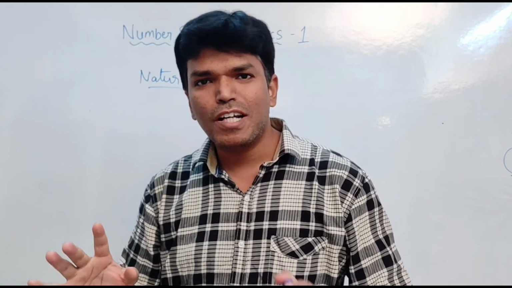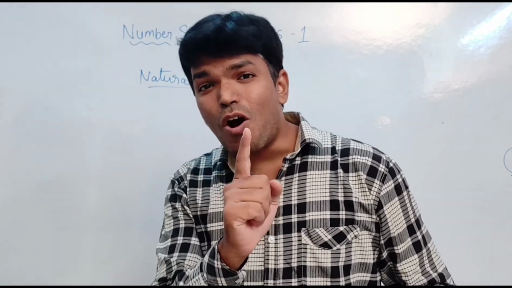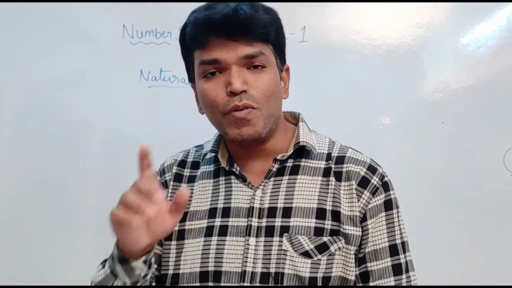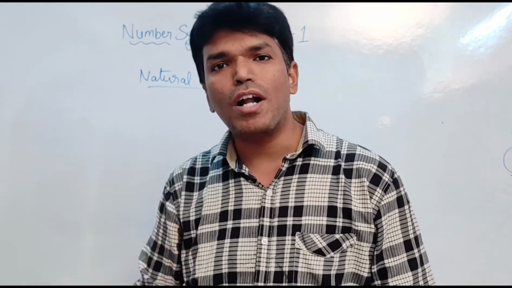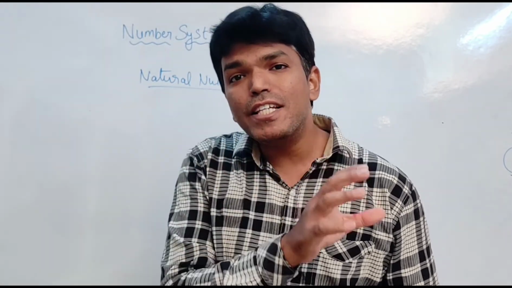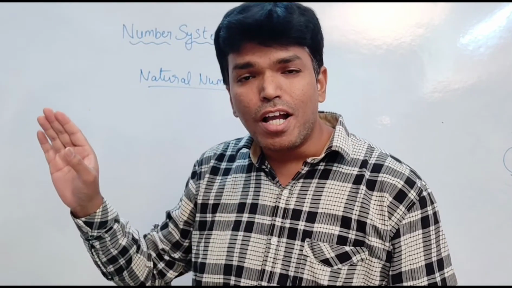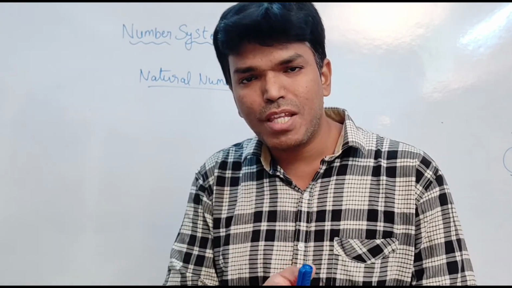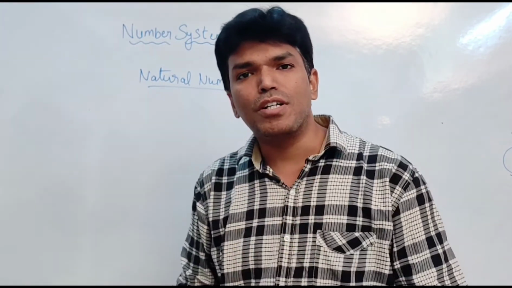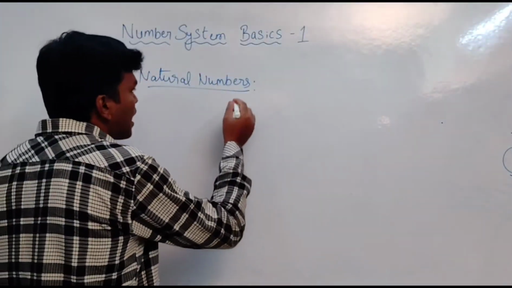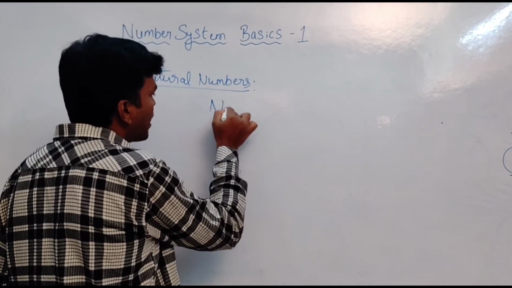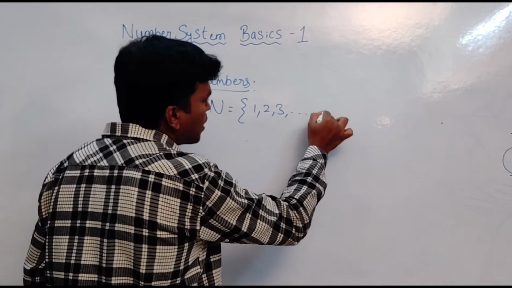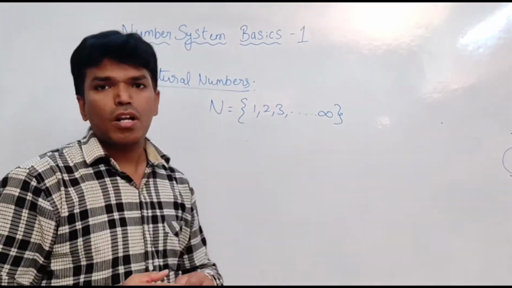Yes or no? You will not start counting from 0. You will start counting from 1, 2, 3, 4 and onwards. So these 1, 2, 3, 4 until infinity are the numbers known as natural numbers, which are used for counting purposes. That's why we call these numbers natural numbers. Natural numbers are denoted by the letter N, and they start from 1, 2, 3 and so on up to infinity. So these are natural numbers.